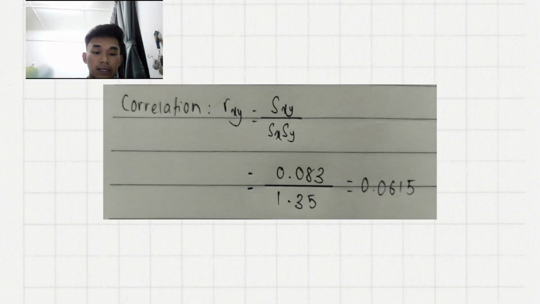The next part is correlation. For this part, the answer I get is 0.0615. The formula for this is rXY equal to SXY divided by SX and SY. SXY stands for the covariance, SX and SY are the standard deviations of X and Y. The formula is on the slide. You can see the formula there. Thank you.